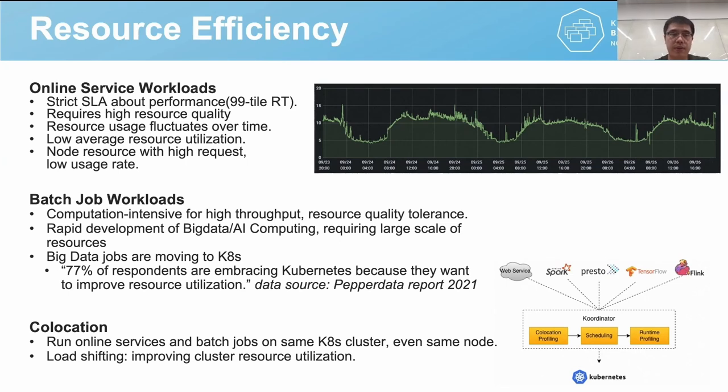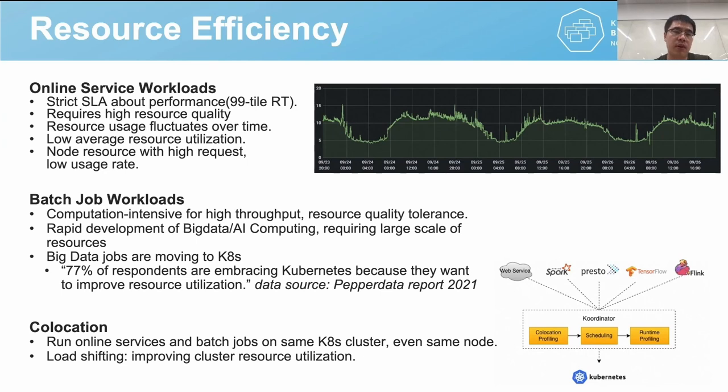Actually, the applications in data centers can be split into two kinds. First is online services. The other is batch jobs. Most online service workloads have strict SLAs about performance, for example the 99th percentile response time, which means that they require really high quality resources. If we take a detailed look at their resource usage, we can see that the average resource utilization is quite low, and the resource usage always fluctuates over time. This makes resource allocation in the data center quite awkward, because a node always has a high request but a low usage rate.